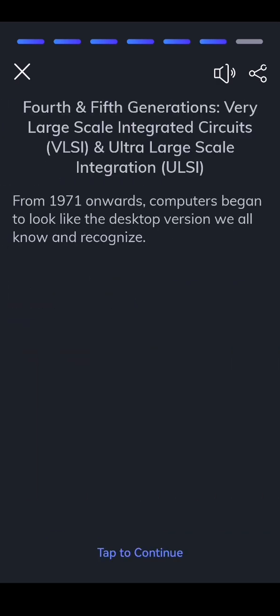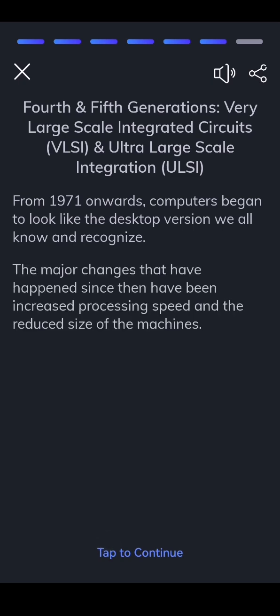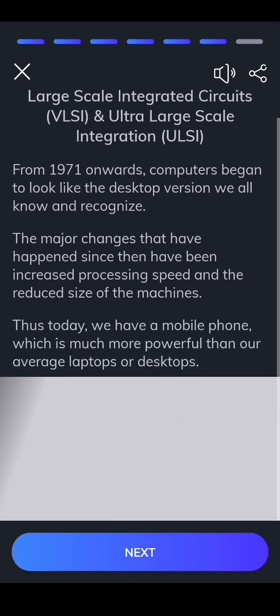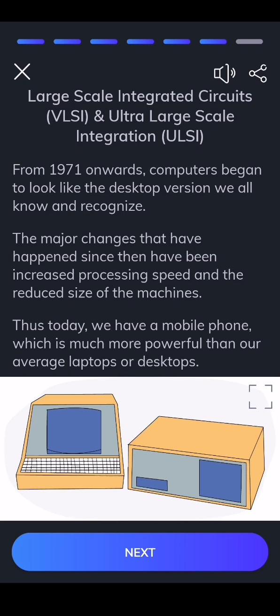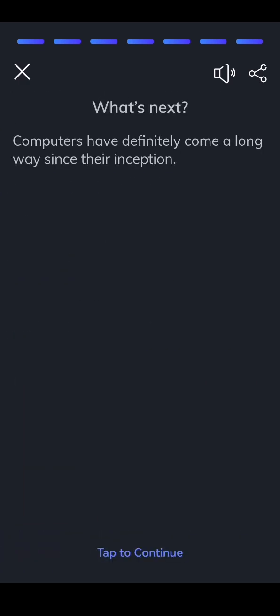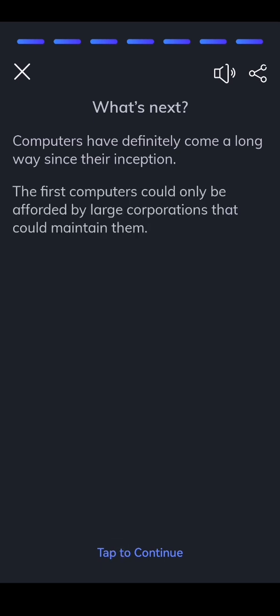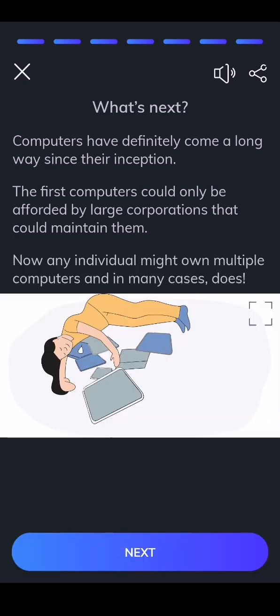From 1971 onwards, computers began to look like the desktop version we all know and recognize. The major changes that have happened since then have been increased processing speed and the reduced size of the machines. Thus today, we have a mobile phone, which is much more powerful than our average laptops or desktops. Computers have definitely come a long way since their inception. The first computers could only be afforded by large corporations that could maintain them. Now any individual might own multiple computers and in many cases, does.